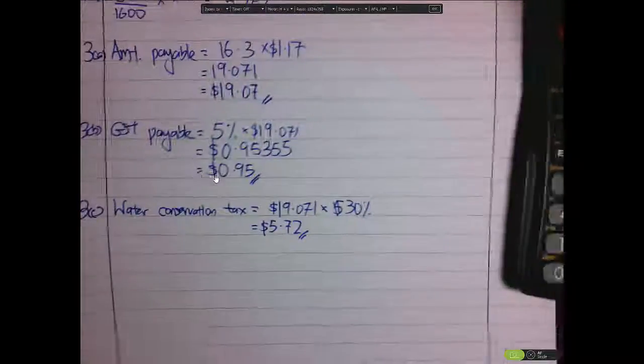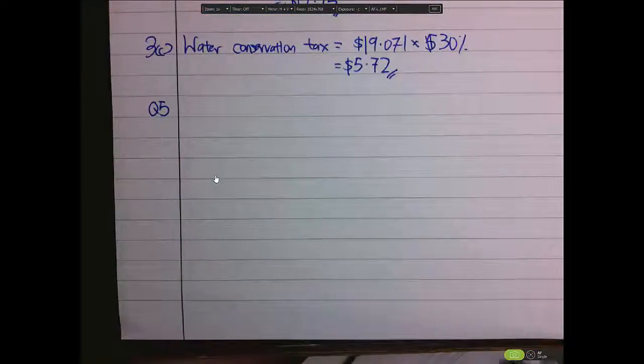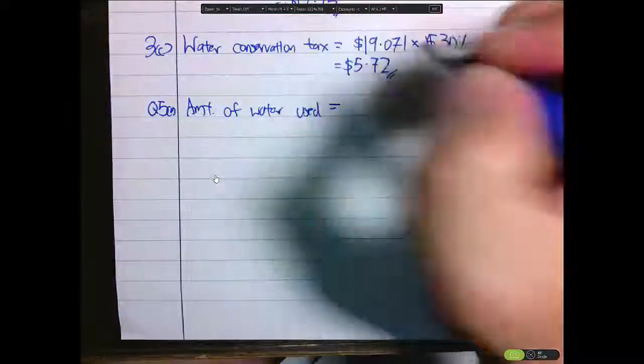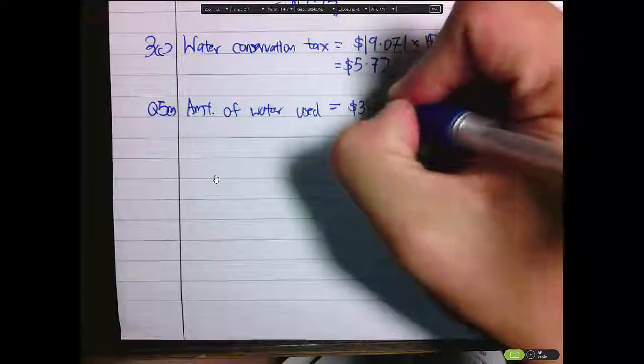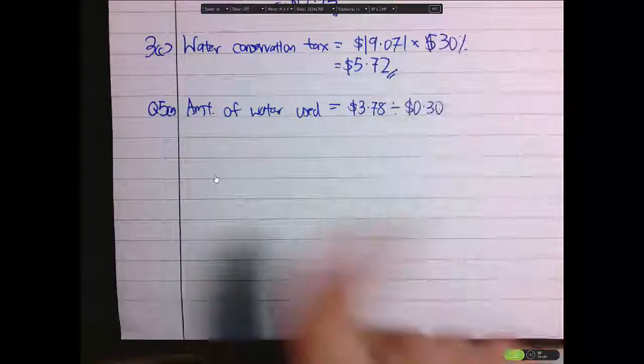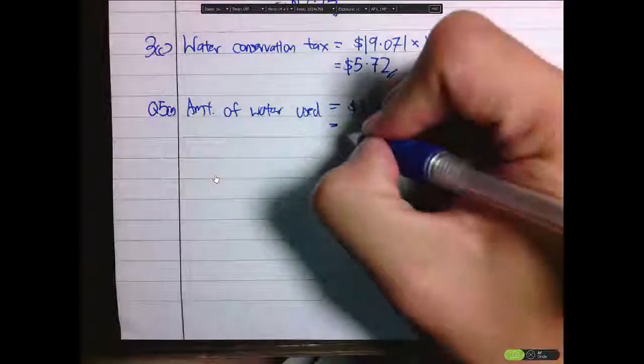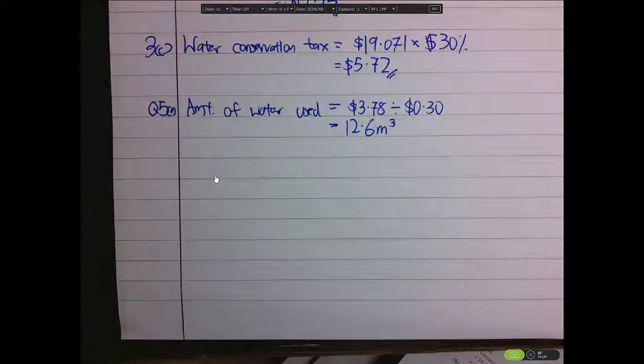Again, a very simple question. And now, last example for exercise 5.4, question 5. Water fee. Find the amount of water used. Basically, the household paid 378, and the rate is 30 cents per meter cube used. So what can you do to find the amount of water? It simply equals 378 divided by 30 cents. This finds how many units you use, and if you calculate it out, you'll find that you use 12.6 meter cube of water, 12.6 cubic meters.